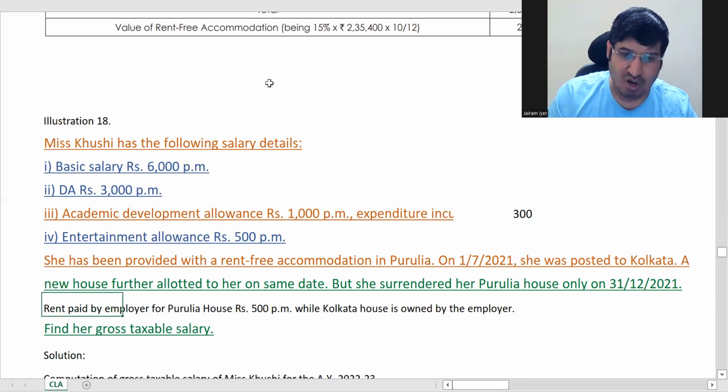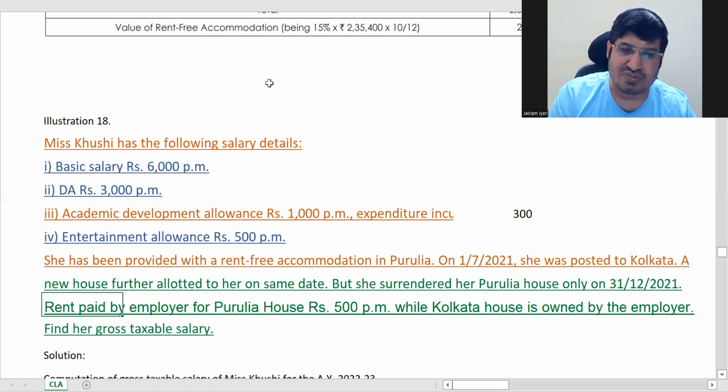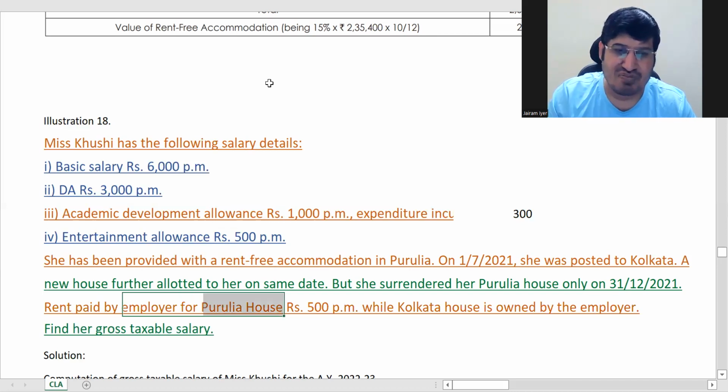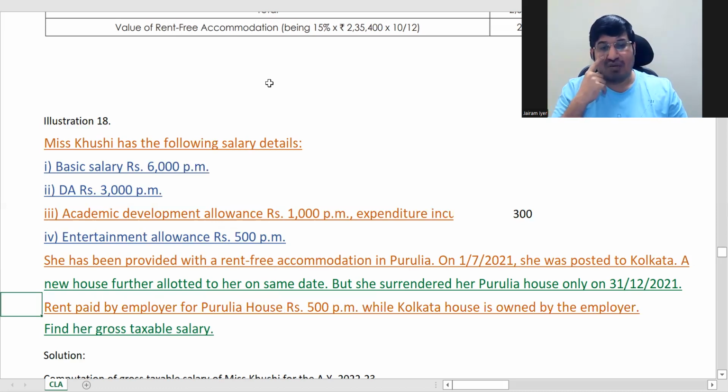Rent paid by the employer for the Purulia house. The Purulia house is basically rented, hired by the employer. So it is 500 per month as the rent. While the Kolkata house is owned by the employer. So for Kolkata, we know straight away 15%. For the Purulia house, let's see if we have been given the population. If we have not been given the population, then we can take 500 per month. Otherwise, if you are given the population, say for example 10%, and it comes to 10% of salary, then you will see the lower of that 10% and 500.